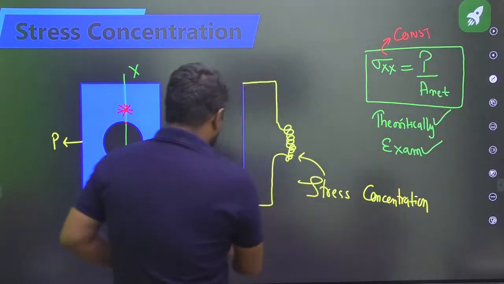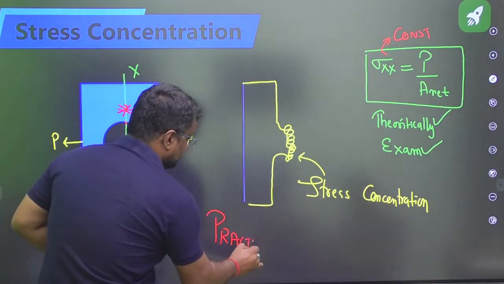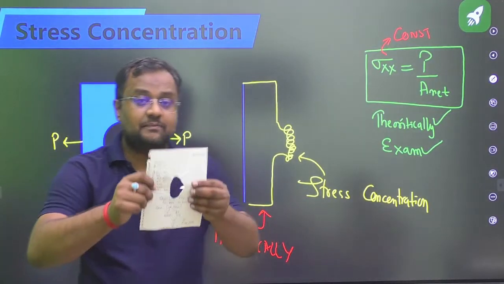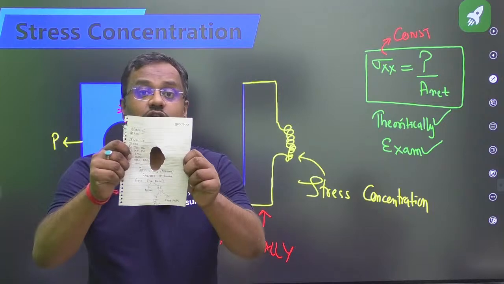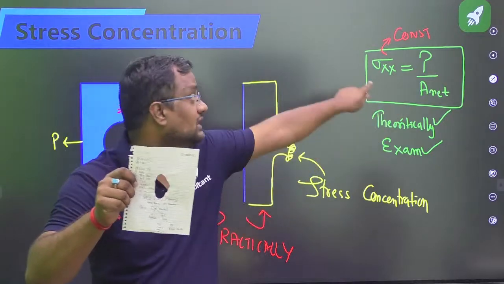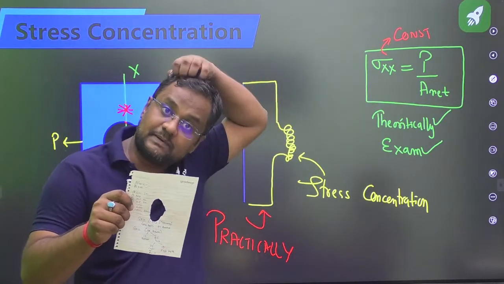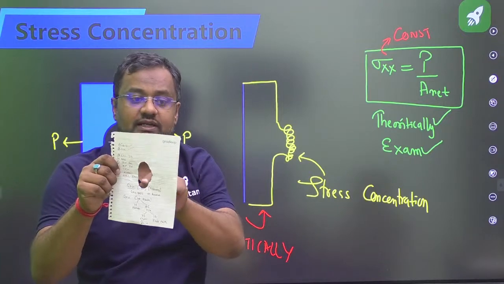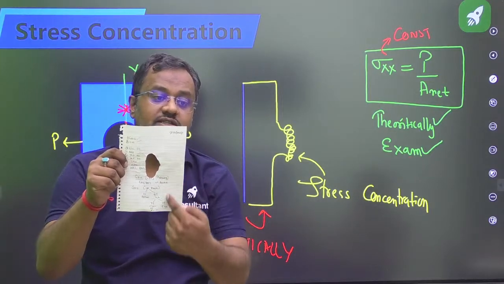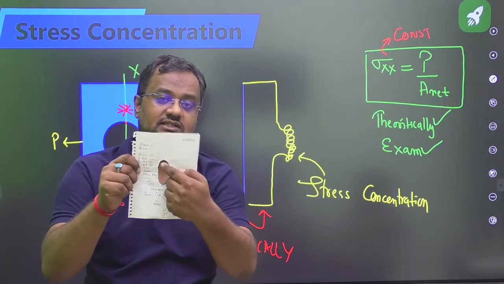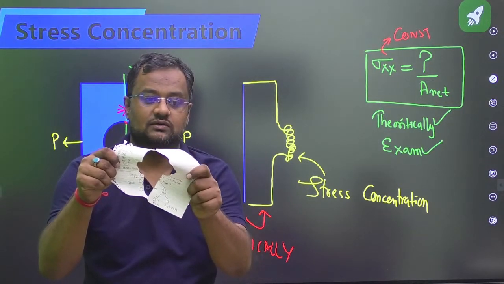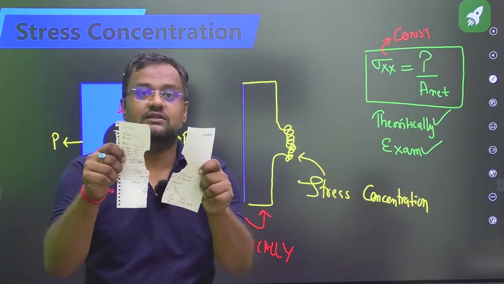This is theoretically. But practically, I told you that at discontinuity, the stresses will be more. Now, if I apply the load, which point should tear off first? At these discontinuous points, because here the stress will be more. Theoretically, everywhere stress is P by A net. But practically, it should tear from this position, not from any other section. It should come from here because here there is stress concentration. Yes, you can see, it is coming from this section.